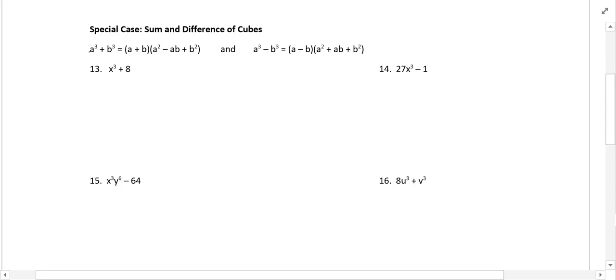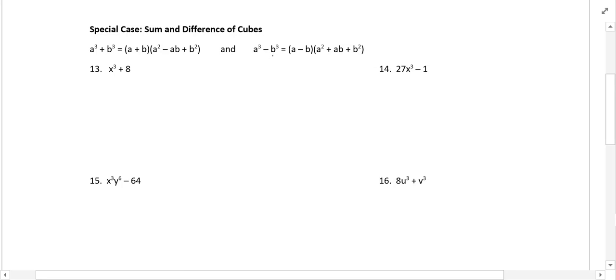So if you look here, we have a cubed plus b cubed. So when you have something in this form, it can be factored this way. You take the cube root of a cubed, which gives us a, the cube root of b cubed, which gives us b, and then we take these terms. We square the first term, we multiply a times b together, and we switch the sign, so we get negative ab, and then we square the last term. So this would be the factored form of a sum of cubes.